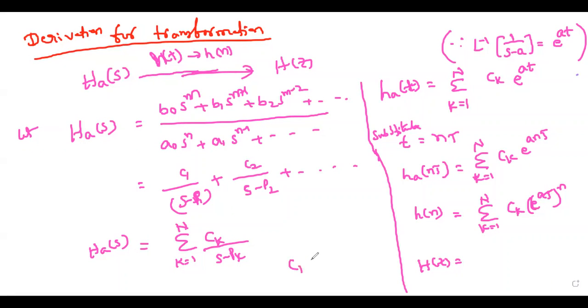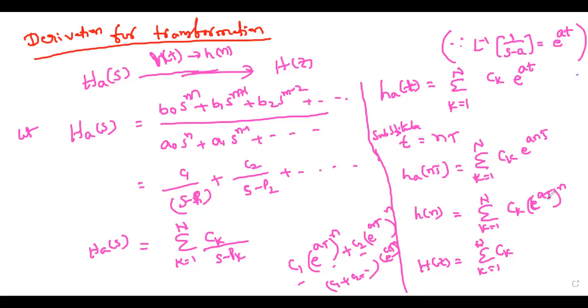This is like C1 into e power pT whole power n, plus C2 into e power p2 T whole power n, and so on. So here only the constants C1, C2 are changing. This you can take common. So you can write it as C1 plus C2 plus so on, into e power pT whole power n. Similarly, summation k is equal to 1 to N, c_k, you can keep it the same. Then only for this you take the Z transform.